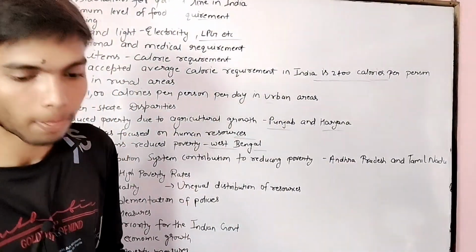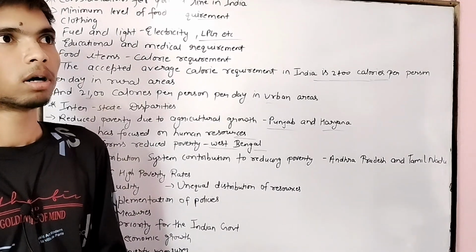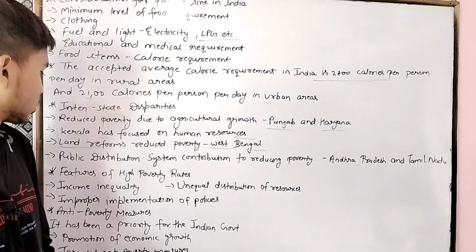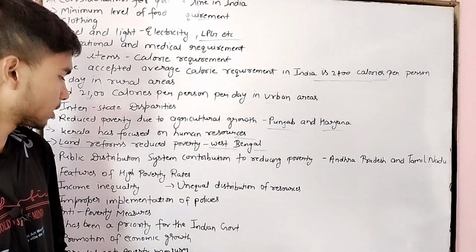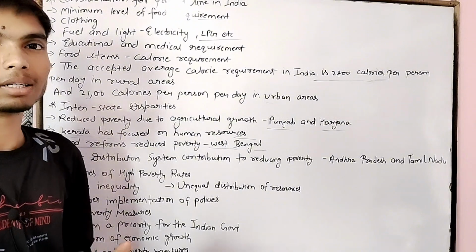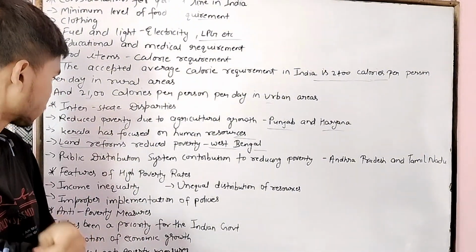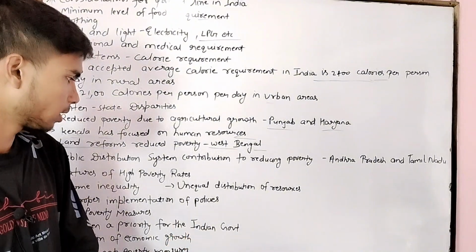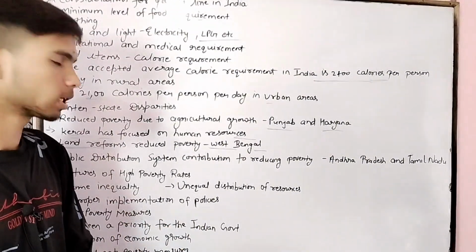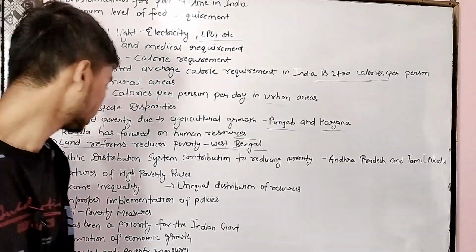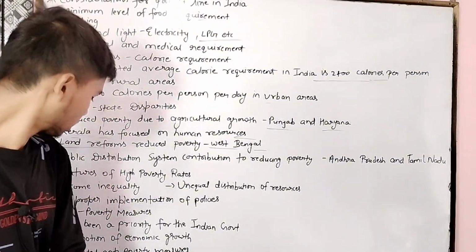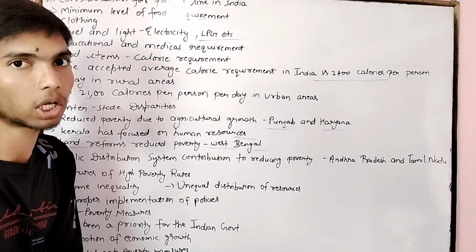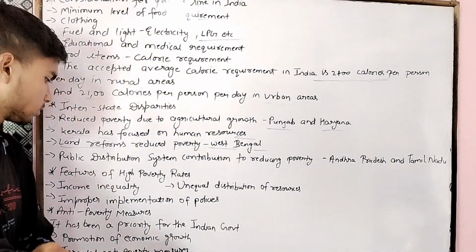If poverty is high, then what will be the effect on the public, on poor people? Obviously if there are high poverty rates, then it is dangerous. So what will be the features of high poverty rates? First, there will be income inequality. Income inequality means that among people, income will be unequal.